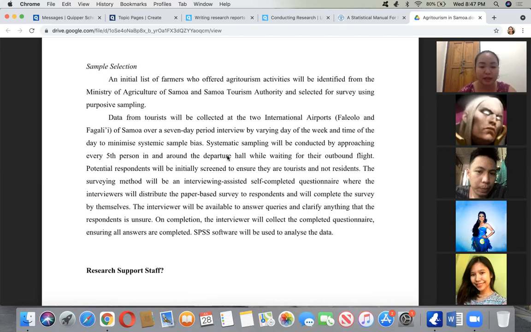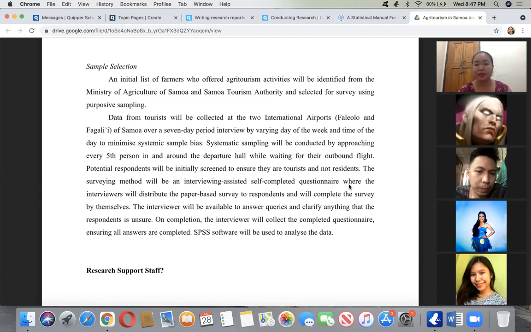And potential respondents will be initially screened to ensure they are tourists and not residents. Kasi naglalakad lang dito or na-stranded dahil sa airport, no? And the surveying method will be an interviewer-assisted self-completed questionnaire.